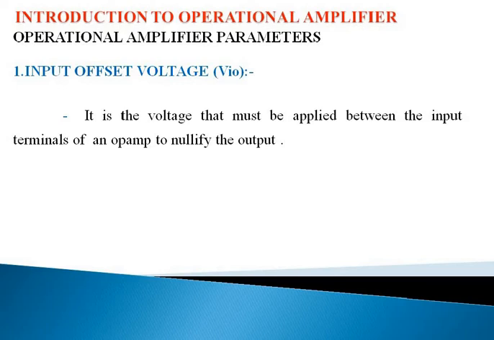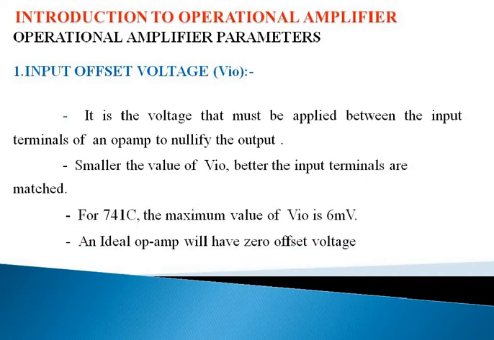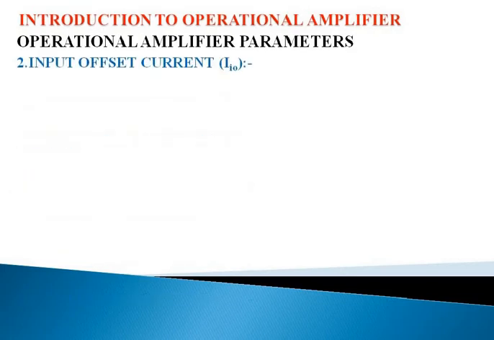So the voltage that must be applied to the input terminals of the op-amp to nullify the output is the input offset voltage. Smaller the value of VIO, better the input terminals are matched. For 741 op-amp, the maximum value of this input offset voltage is 6 millivolt, and for an ideal op-amp, it should be 0.